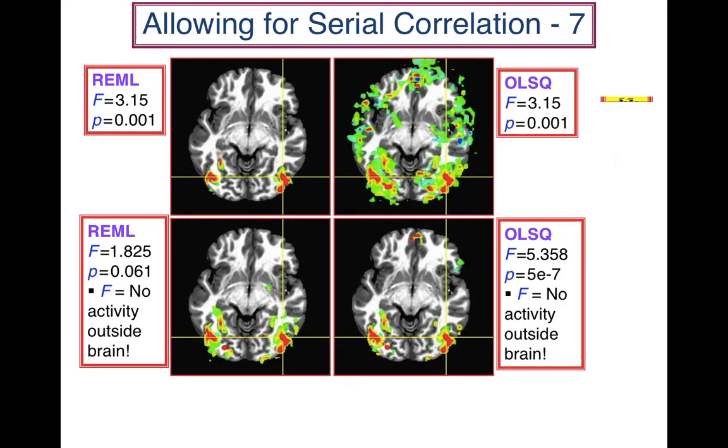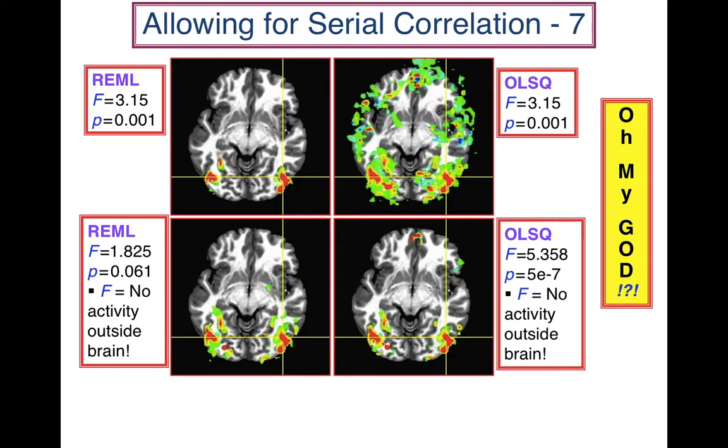So here we have on the left some data calculated with the REMLfit program. On the right, some data calculated with the 3dDeconvolve program using ordinary least squares. And then I have thresholded them at a voxel-wise F value of 3.15. That's the top two panels.